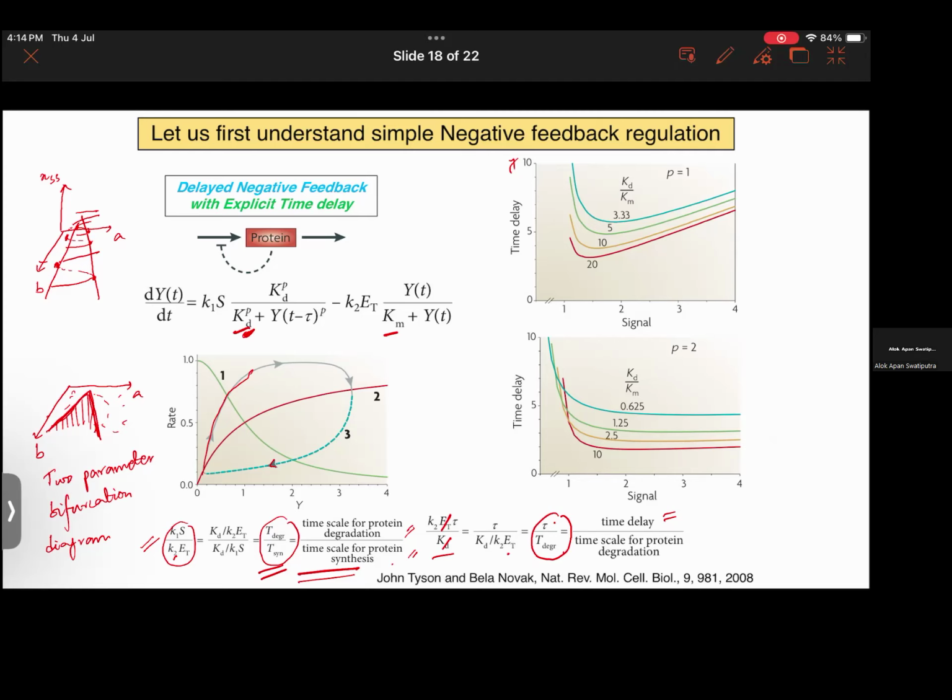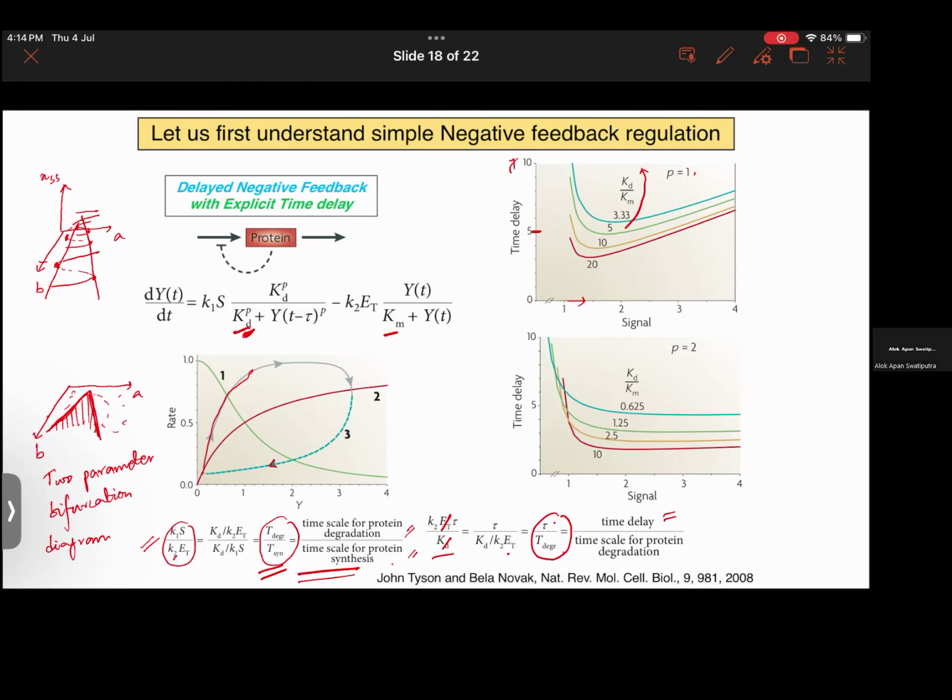Now, when you have P equal to 1, let's say, and take any one example of Kd by K. Okay, let's say Kd by K equal to 5, the green line. Right? See, you need a lot of time delay, beyond 5 and above, to see oscillation in your system. And also, you need a signal strength of at least 1.5. Make sense?